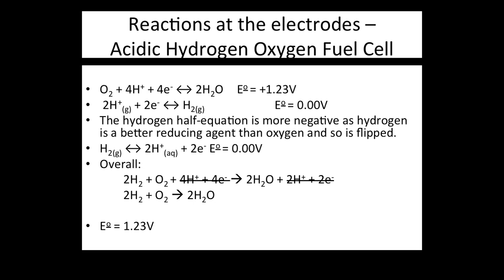If we were presented this question in a similar way to last lesson, both half equations would be reductions, as shown on this slide. So the hydrogen half equation is more negative as hydrogen is a better reducing agent than oxygen, and so it is this one that we flip over, giving us the overall combustion equation once the hydrogen ions and electrons are cancelled out. Adding the standard electrode potentials together, the cell generates a voltage of 1.23 volts.